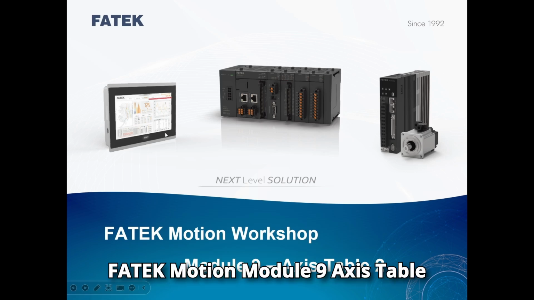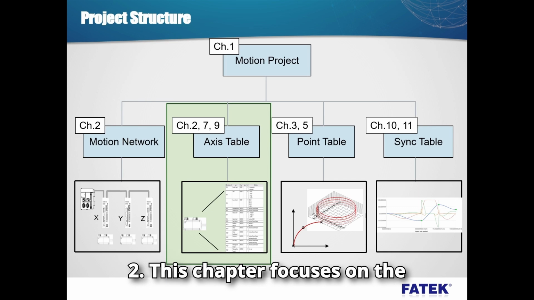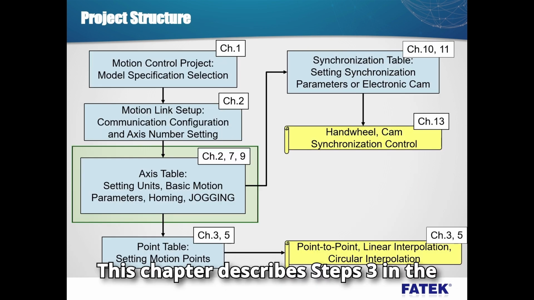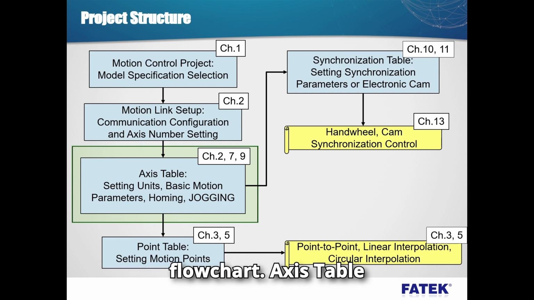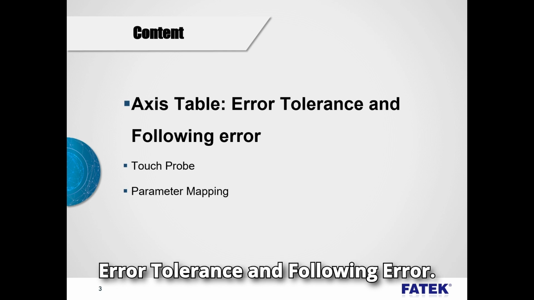FATEC Motion Module 9, Axis Table 2. This chapter focuses on the axis table in the motion control project. This chapter describes step 3 in the flowchart. Axis table, error tolerance and following error.